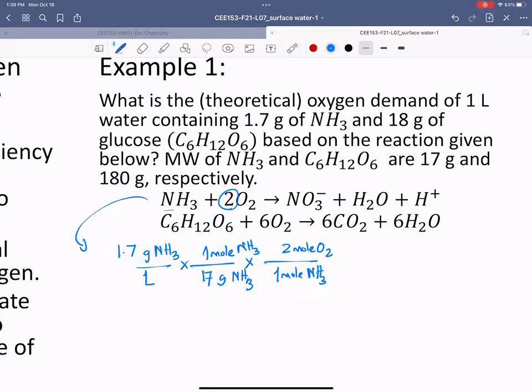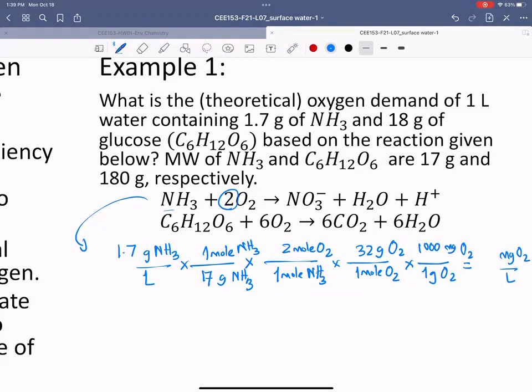It says what is the oxygen demand in milligram per liter. Usually it says milligram per liter. So that means you have to change 1 mole of oxygen to grams of oxygen. So one mole of oxygen is 32 gram of oxygen. So that's the molecular weight of oxygen. 1 oxygen is 16, 2 oxygen is 32. And then 1 gram of oxygen is the same as 1000 milligram of oxygen. So you can calculate how much oxygen, milligram of oxygen per liter. That's the BOD, just based on nitrogen.